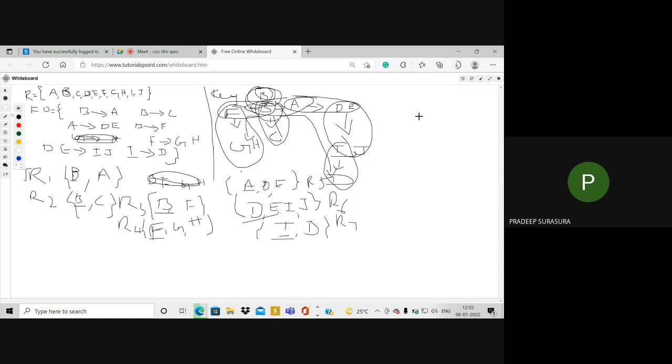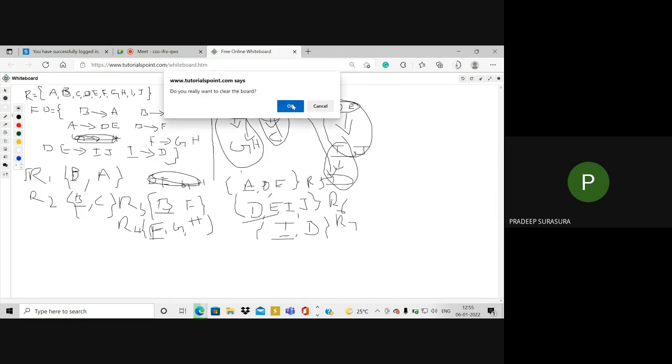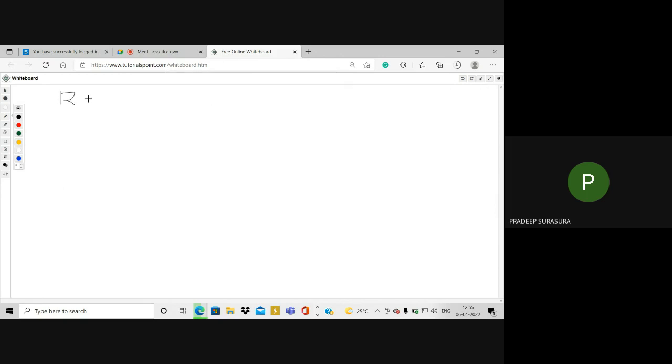So let me reframe the same problem by doing some additions. Please write down one more problem. A determines B, C, D, E, F, G, H, I, J. So imagine my R is this. Now let me have the FD set, and I'm expecting the solution from you people.